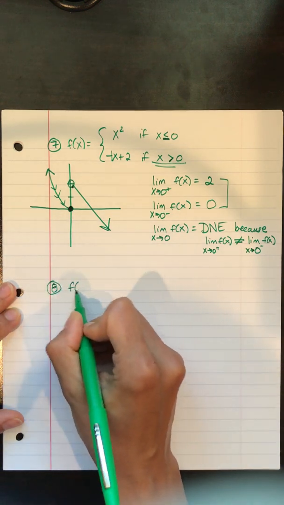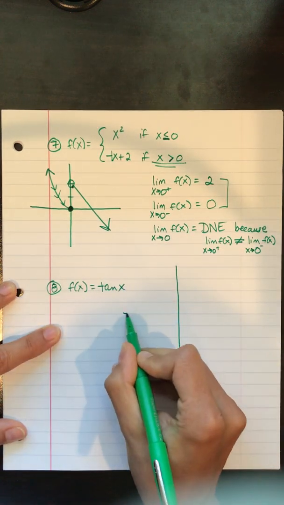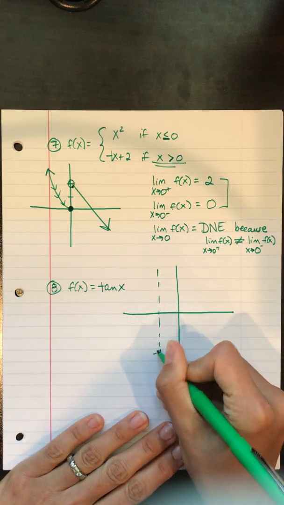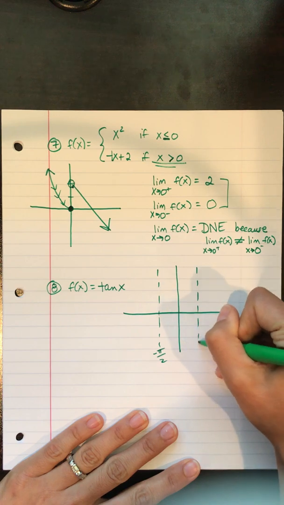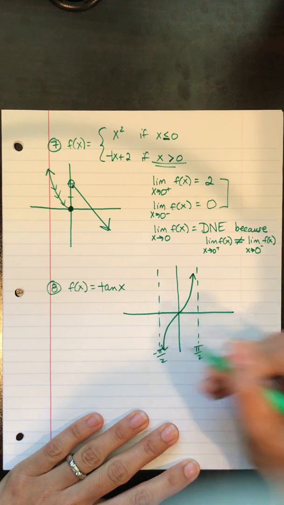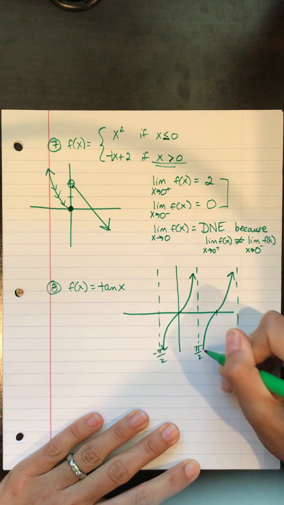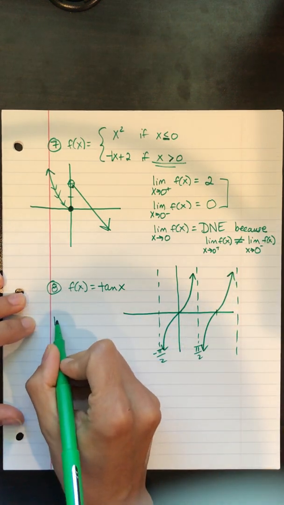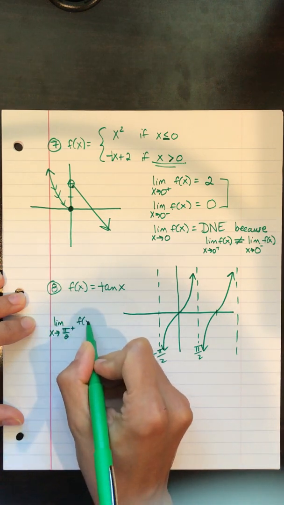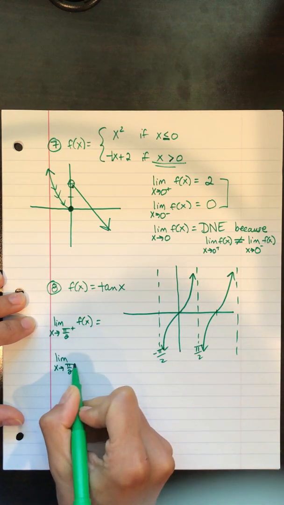How about if f of x is equal to tangent x? Oh, one of our favorites, I know. So what does the tangent graph look like? Remember, it's got an asymptote at negative pi over 2, another asymptote at positive pi over 2, and then it does a little squiggly like so. Let's do one more period of this thing, like that. Okay, and here's my question. What's the limit as x approaches pi over 2 from the right? What's the limit as x approaches pi over 2 from the left?